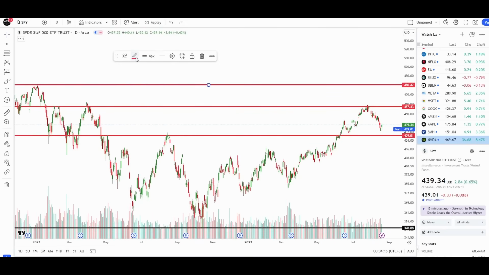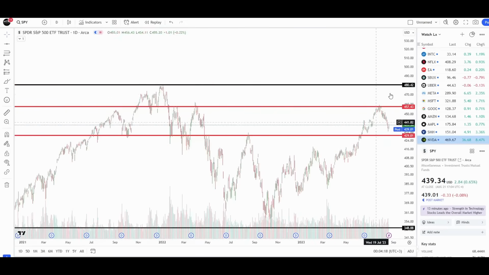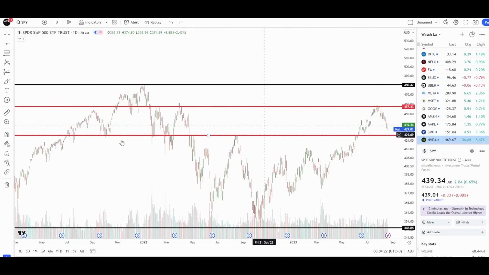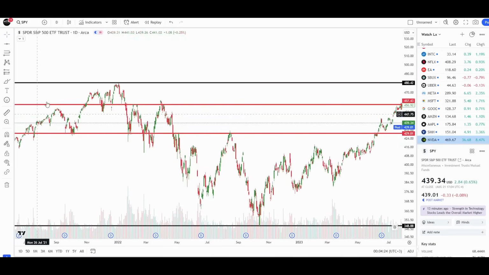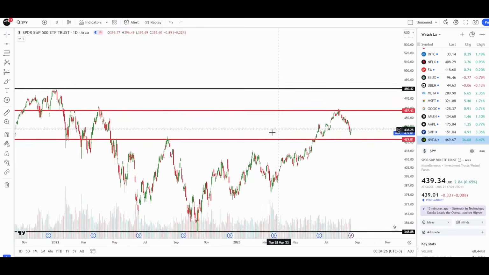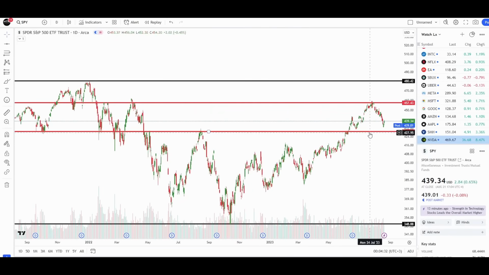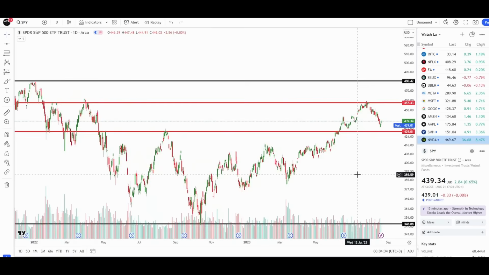Let me change the colors here. So black for our major range and red for this newly defined range. This is an important range because in the past we traded within that range and we're now trading within that same range again. Let's identify more important levels. Let's say this level breaks. Where do we go next?